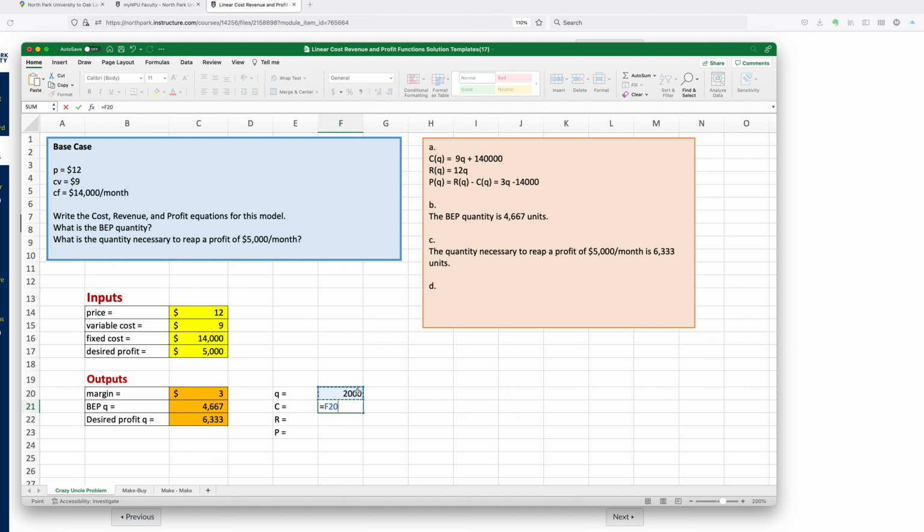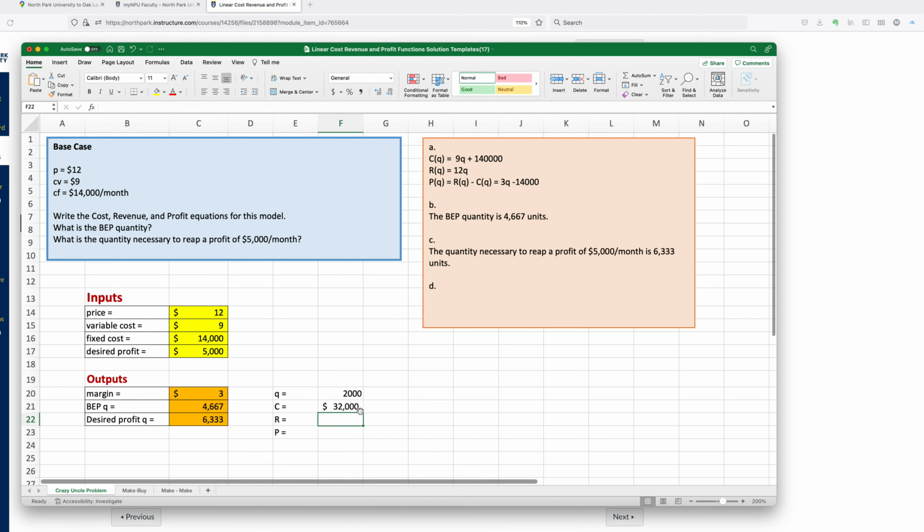2,000 times the variable cost plus the fixed cost. So it's going to be $32,000. What is my revenue at 2,000? My revenue at 2,000 is pretty simple. It's just 2,000 times the price, which is 12. And you see the revenue is less than the cost, so my profit is going to be negative.